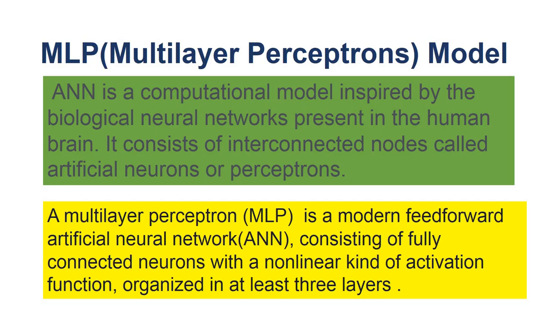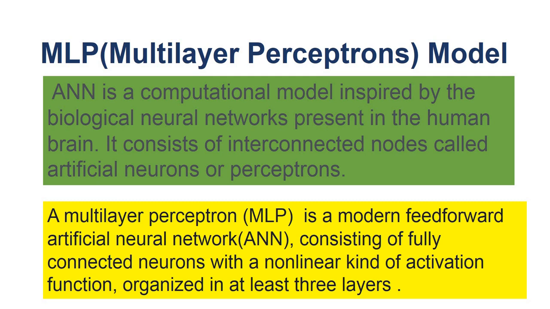So an MLP is a kind of artificial neural network. Now, an artificial neural network, as you know, is a computational model inspired by the biological neural networks present in the human brain. It consists of interconnected nodes called artificial neurons or perceptrons.